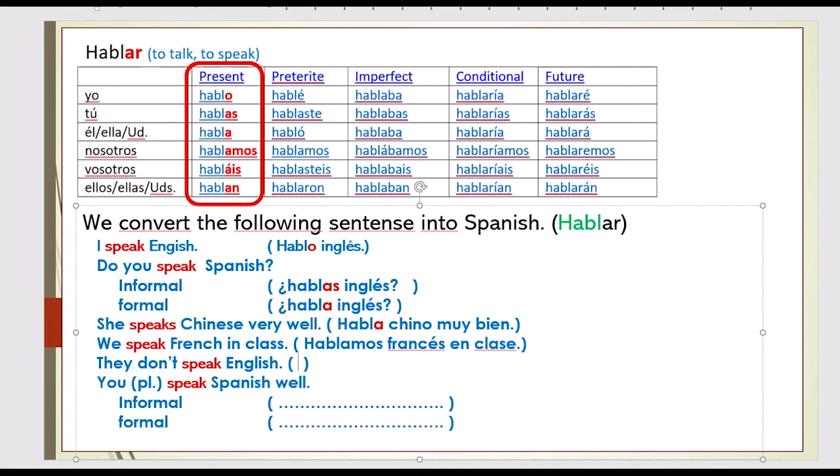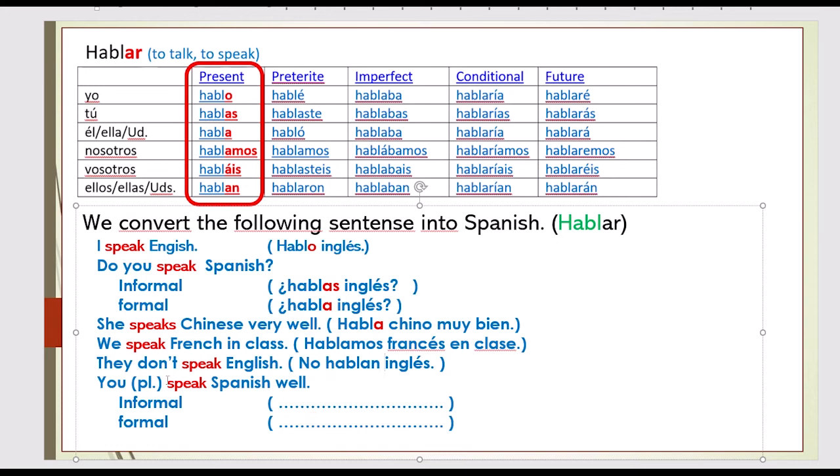And now we form a negative sentence. They don't speak English. I put no hablan. They don't speak English. No hablan inglés. Of course, you may put no hablan ellos inglés, but you don't need the ellos because the pronouns can be omitted. So the answer will be no hablan inglés.